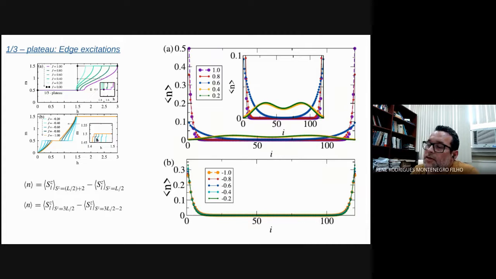Another excitation, as I talked, is the edge excitation. This little step near the plateaus. The first is near the 1/3 plateau, the second near the ferromagnetic plateau. These edge excitations are associated with 2 types of ground states.